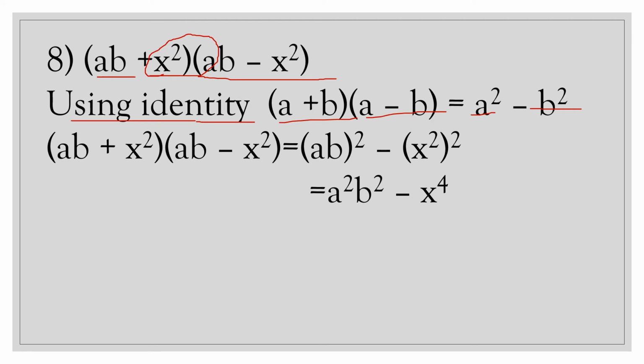So this question can be solved as (ab + x square) into (ab - x square) is equal to (ab) whole square minus (x square) whole square. It is equal to a square b square minus x to the power 4.